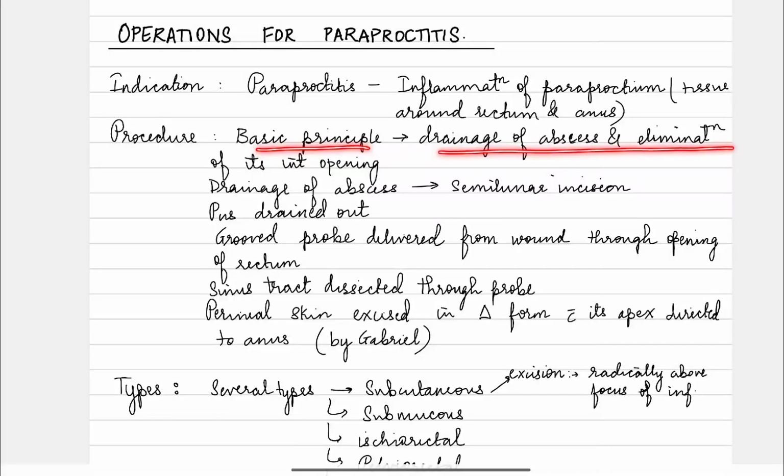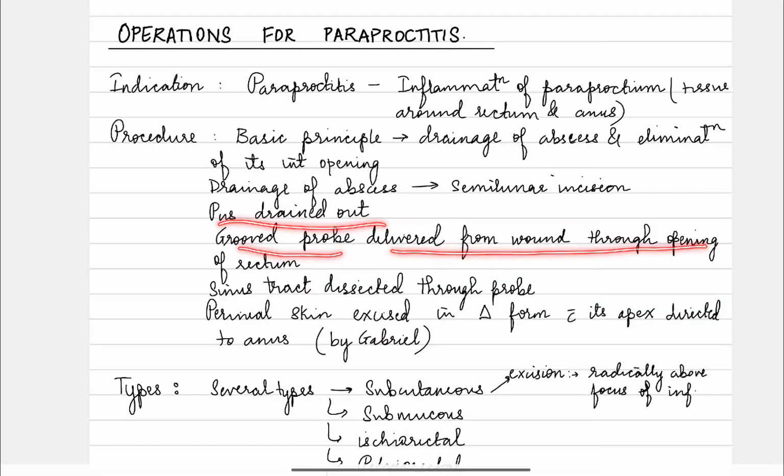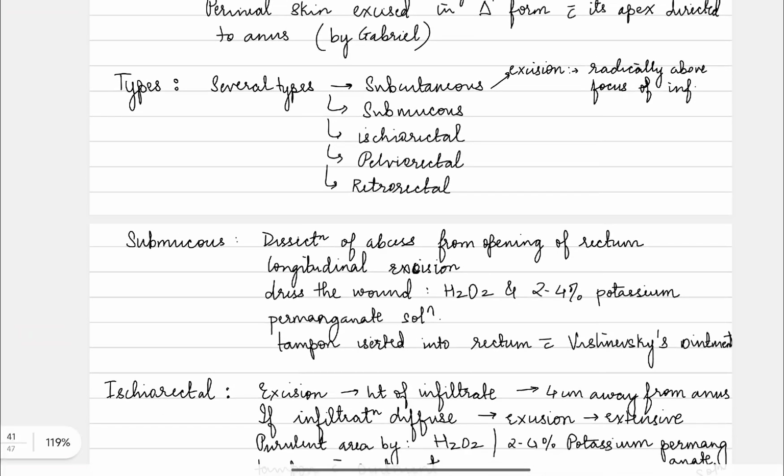Basic principle is drainage of abscess and elimination of its internal opening. Drainage of abscess by semilunar incision. Pus is drained out. Grooved probe is delivered from the wound through the opening of the rectum. Sinus tract is dissected through the probe. Perineal skin is excised in triangular form with its apex directed to the anus by Gabriel.